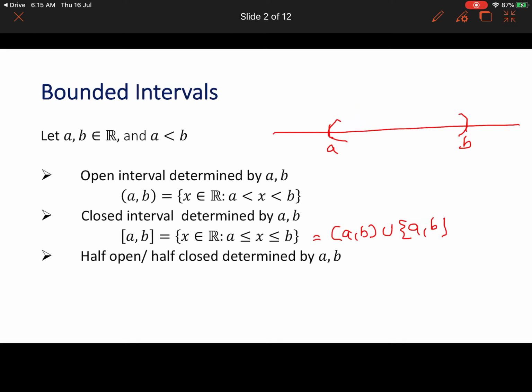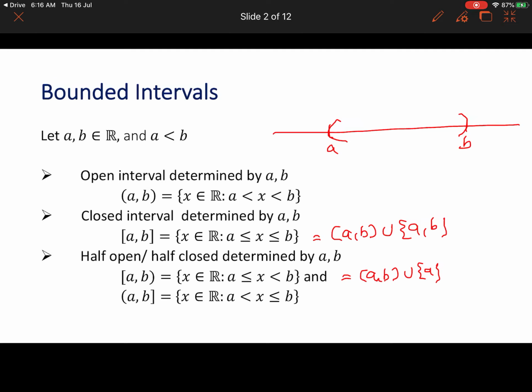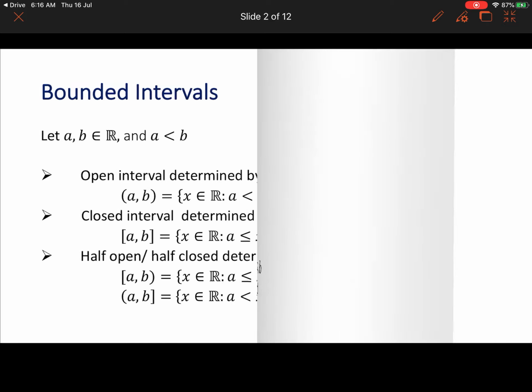Now we can define half open or half closed intervals determined by a and b. Closed a open b, [a, b), is equal to the set of all x element of R such that a less than or equal to x less than b, which means the open interval (a, b) union {a}. We are adjoining a to the open interval (a, b). Then open a closed b, (a, b], is the set of all x element of R such that a less than x less than or equal to b. So this is the open interval (a, b) union the singleton set {b}. These are the four types of bounded intervals on a real line.